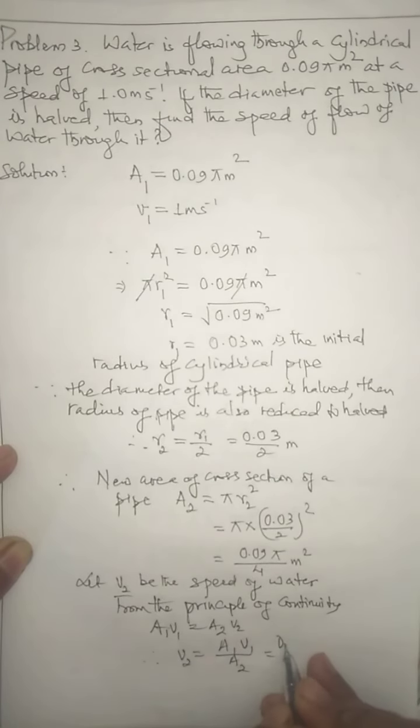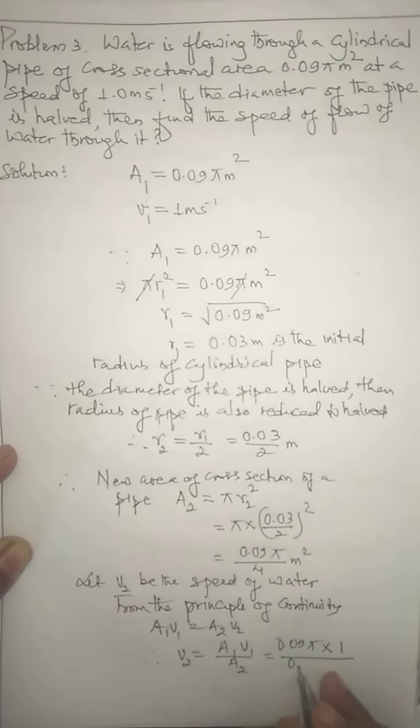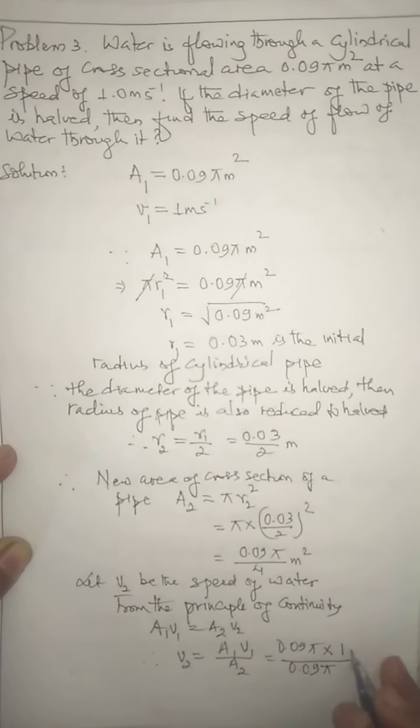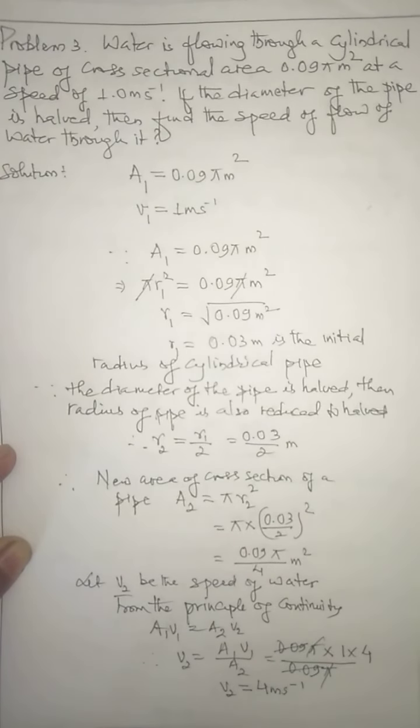Now A1 is 0.09 pi into B1. What is the value of B1? It is 1, divided by A2, which is 0.09 pi by 4. This 4 will go in the numerator because it will be reciprocal. So pi cancels out, 0.09 and 0.09 cancel out. So 1 into 4 is 4. So finally B2 equals 4 meter per second. Look at the speed in which the water flows in that area, that is 4 meter per second.